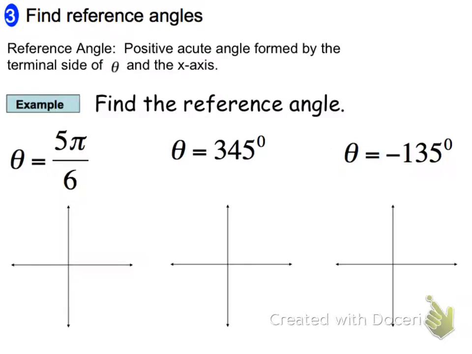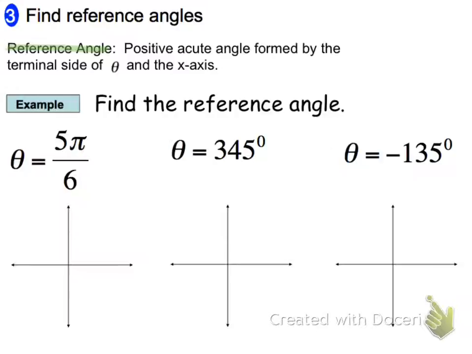Let's review the definition of a reference angle, and we talked a little bit about this in a previous video. A reference angle is the positive acute angle formed by the terminal or ending side of theta and the x-axis. So it's the acute angle or the little angle that we can use rather than looking at the entire angle. Let's look at a couple examples.